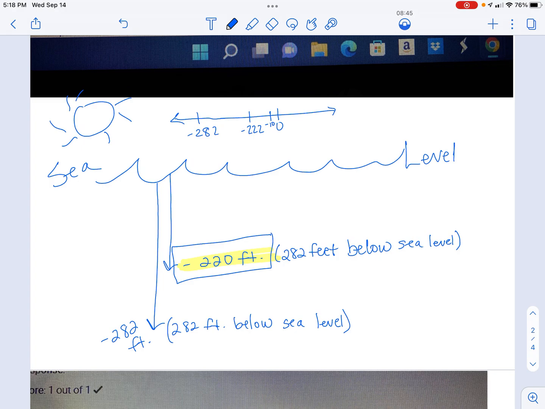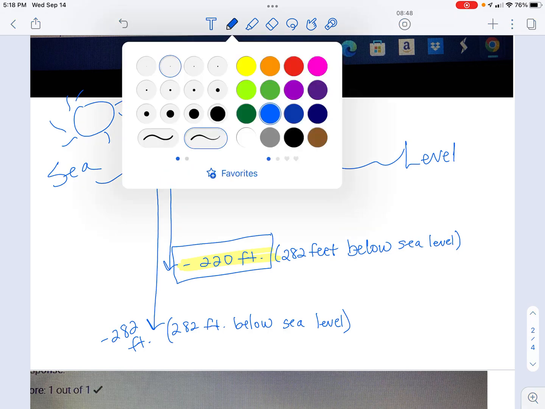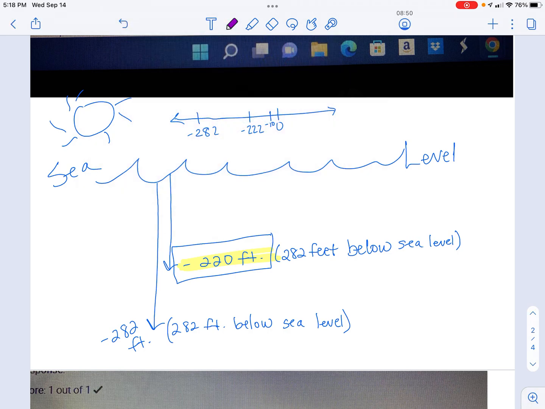So let's write these statements. I'm going to choose a different color here. We'll just use purple. You could say negative 282 is less than negative 220. Or if they want you to write it this way, negative 220 with negative 282 on this side, then we would have to say it's greater than. I'm not sure which one your answer selection is asking for, but both of those are correct, so just pick the one that lines up with the answers that are given. I hope this helps.